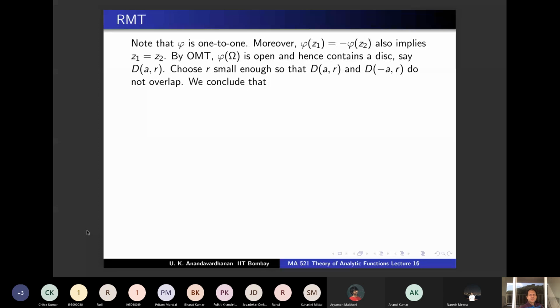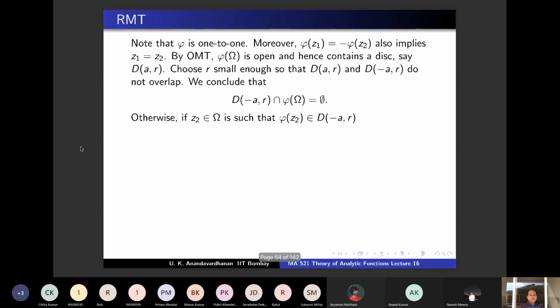And we conclude that this is a claim: D(minus a, r) does not intersect the image phi of omega. See, D(a, r) is contained in phi of omega. This contains phi of a, r, and D(minus a, r) I have chosen away from D(a, r), and we claim that D(minus a, r) itself does not overlap phi of omega. No. D(minus a, r) does not overlap D(a, r), and we are concluding much more, that D(minus a, r) will not intersect phi of omega. Why?